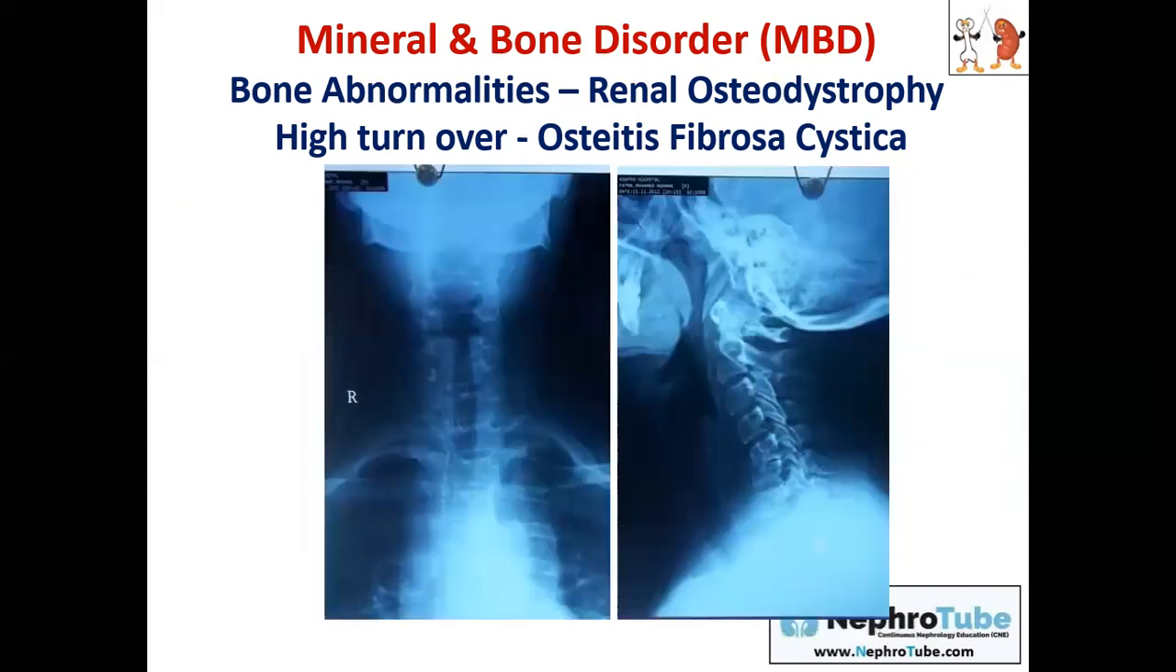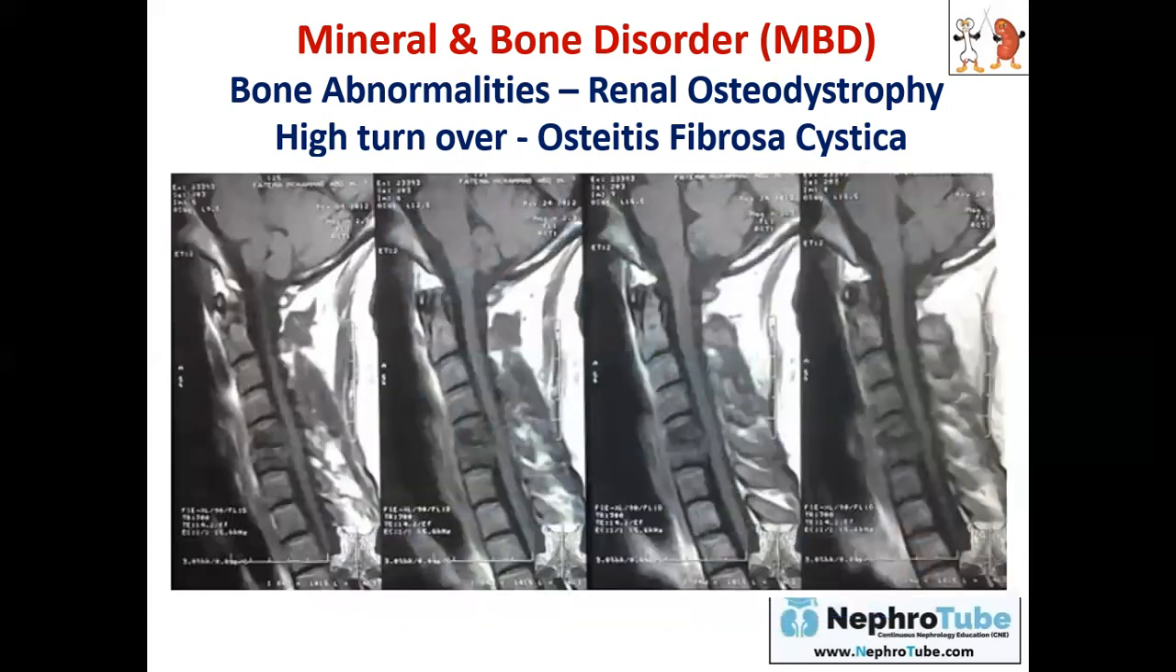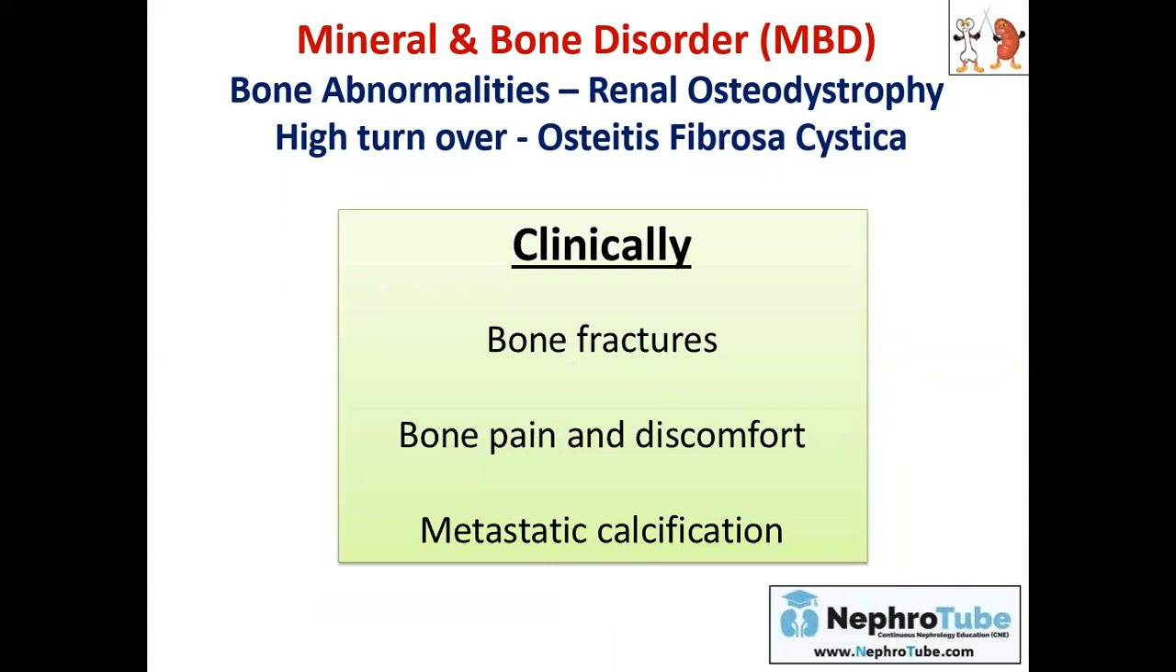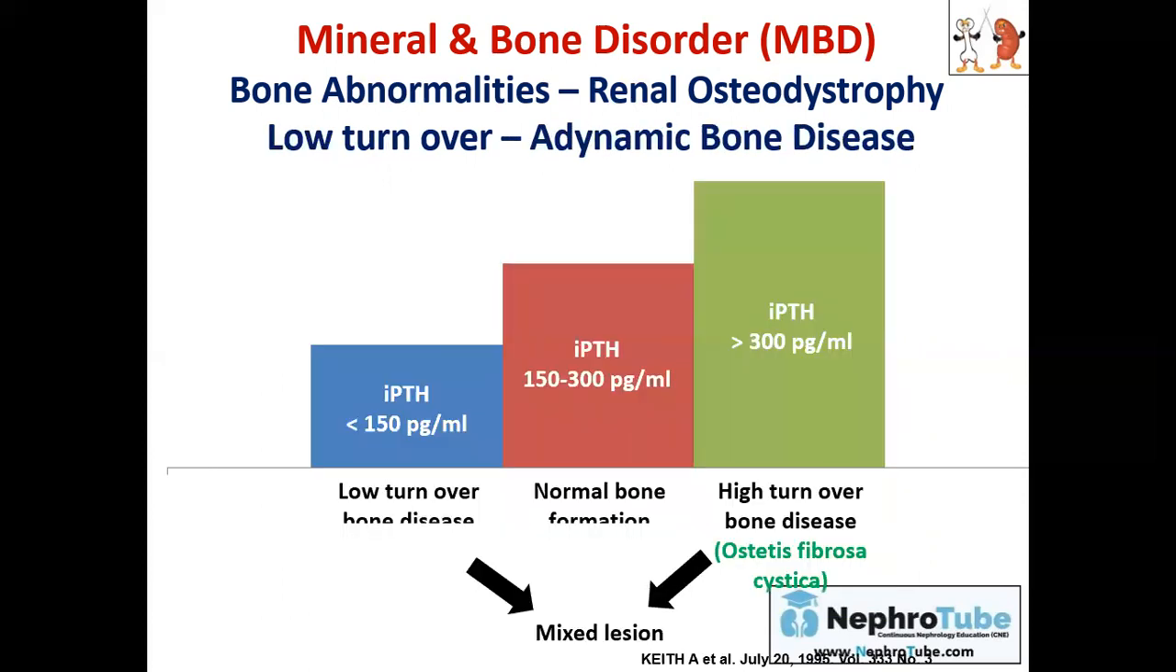vertebral column. This is one of my cases. You will find here a collapse between these two cervical vertebrae due to hyperdynamic bone disease, and in the MRI you also find the erosion of the bone due to hyperactive turnover bone disease. So clinically you will find in this patient bone fracture, bone pain and discomfort, and maybe metastatic calcification due to the release of calcium from the bone secondary to hyperactivity of the bone cells.